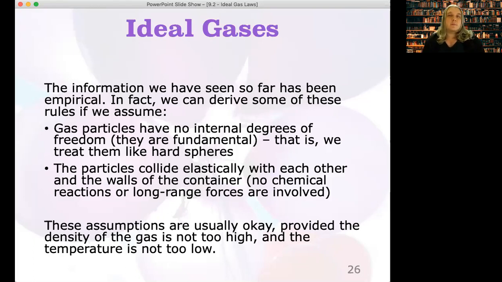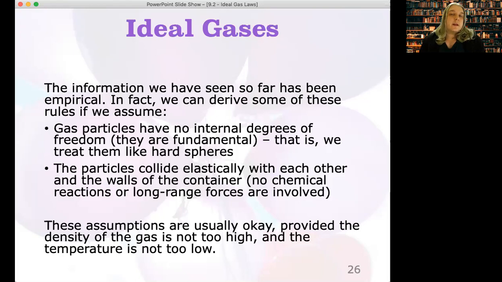Internal degrees of freedom is a fancy way of saying some other way the particle could use the energy besides heat, besides temperature. If you give it heat, you give it some thermal energy. We're saying it has to be thermal energy. It has to be temperature. It has to be kinetic energy of the gas particle flying through space. That's not always realistic, but it allows our ideal gas equations to work.